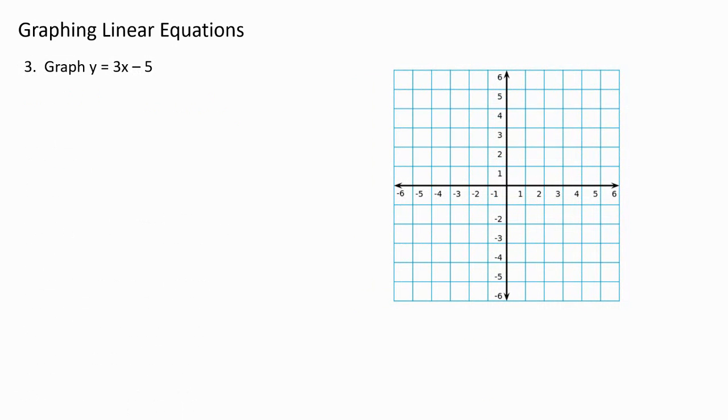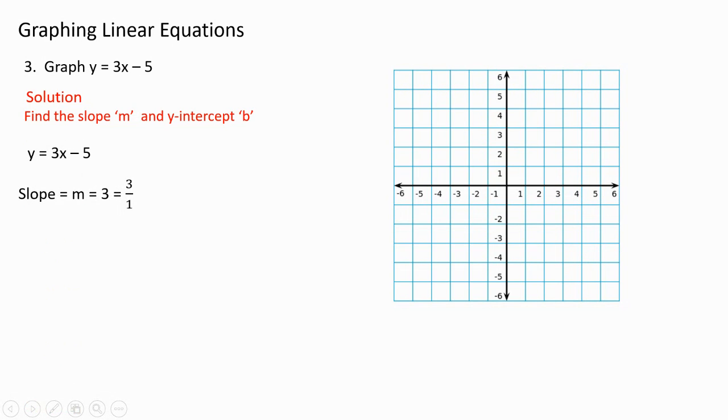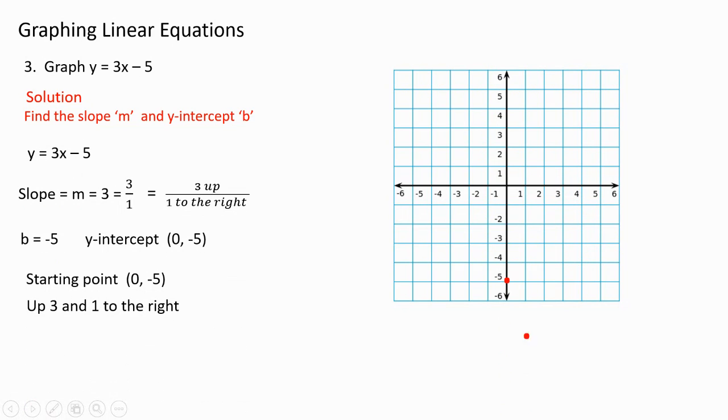Now let's graph y equals 3x minus 5. So my slope is going to be 3, which would be positive 3: 3 up and 1 to the right, I'm sorry. And my y-intercept is going to be -5, and this is my starting point. So let's start at (0, -5), which will be down here. Then I'm going to go up 3. Let's go here, 1, 2, 3, and 1 to the right. And I connect the points. That's my line.